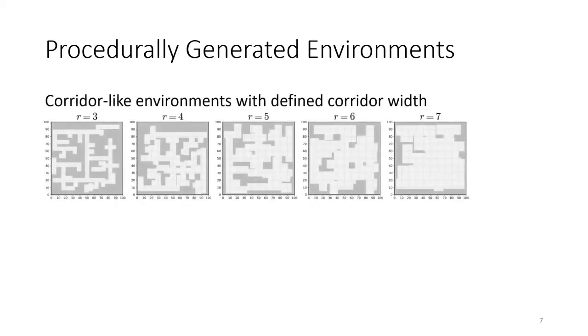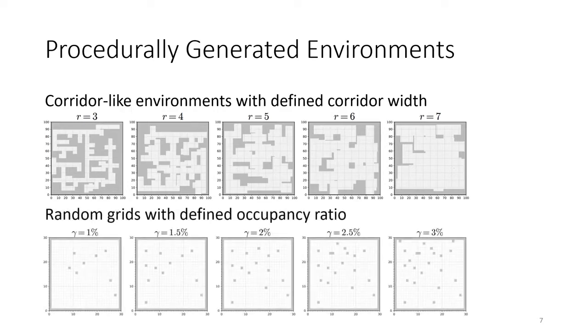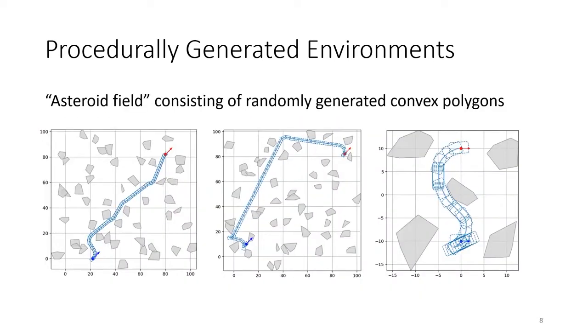Occupancy grids resembling corridor-like environments can be randomly generated for different corridor sizes and complexities. Furthermore, random grids can be generated with a defined occupancy ratio. For polygon-based environments, BenchMR supplies a generator for asteroid fields, where convex polygons can be automatically generated at random to represent obstacles.